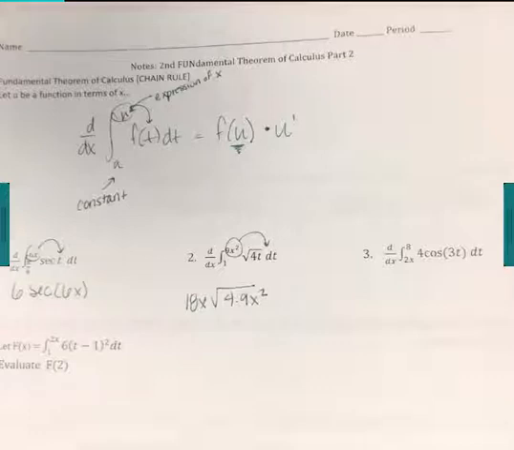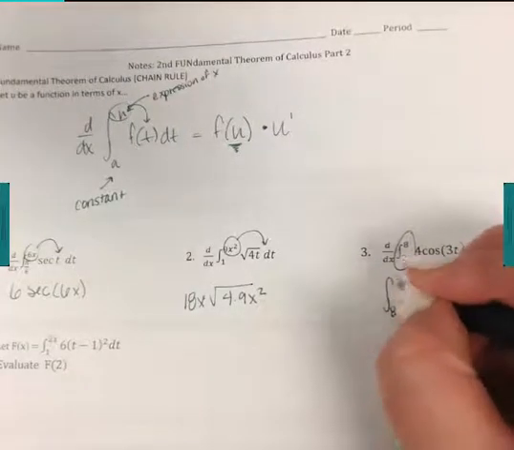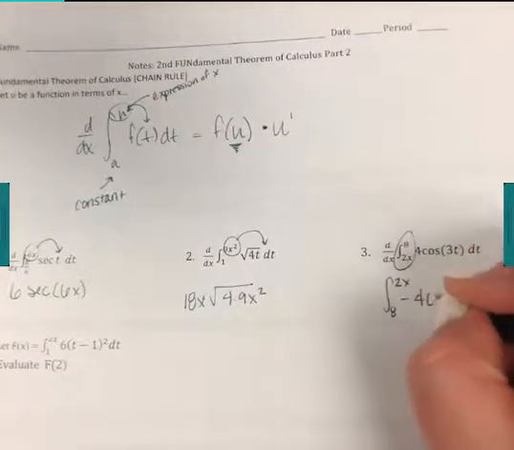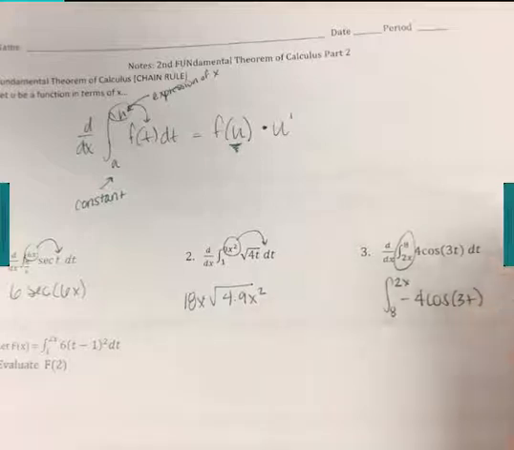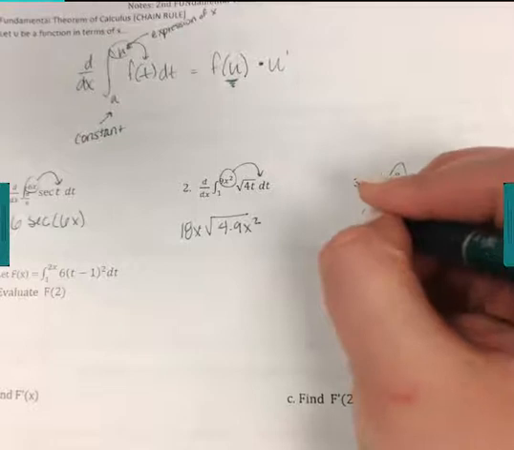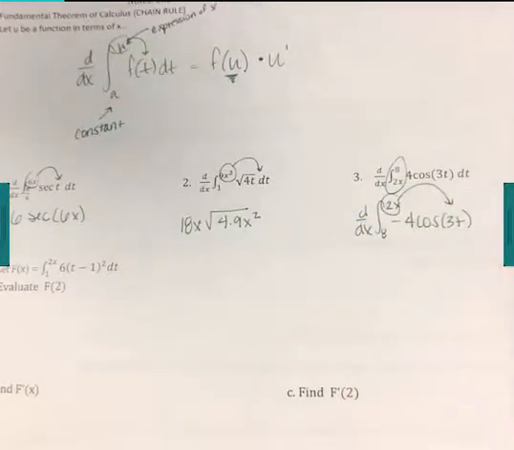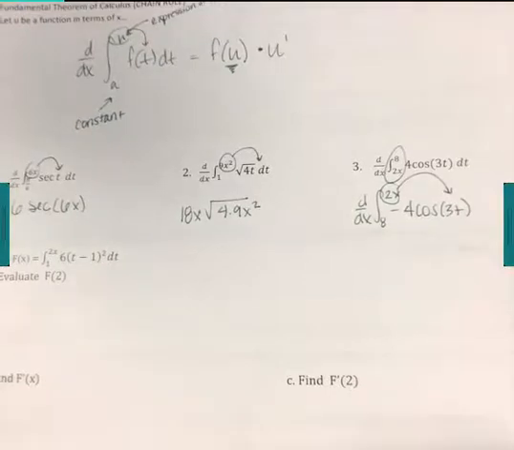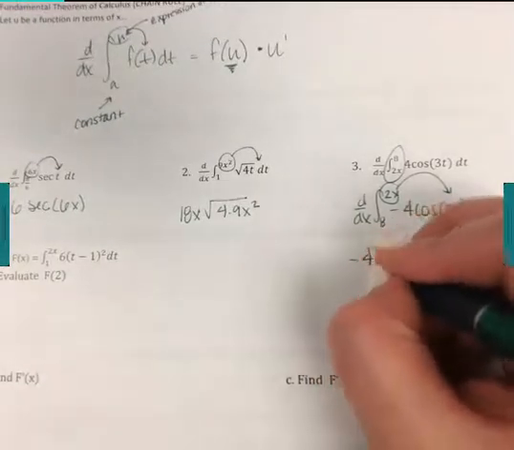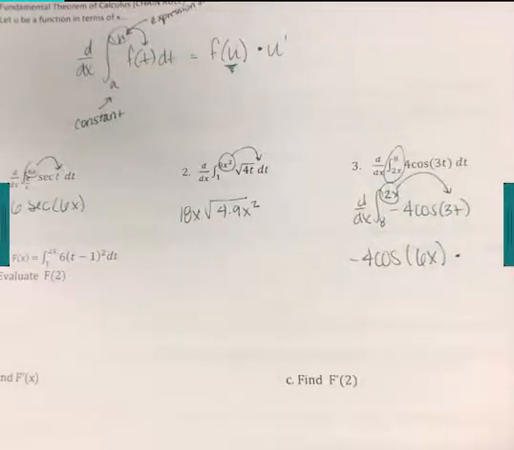Number 3, what's wrong with it? It's backwards, so if I reverse it, what do I change? Just change the sign. So it should be a minus 4 cosine 3t. And then once I reverse it and take the derivative, I sub the 2x in. Remember, there was already a 3 in there, though, so what's that going to be? 6x, and then what do I have to multiply by in the front?